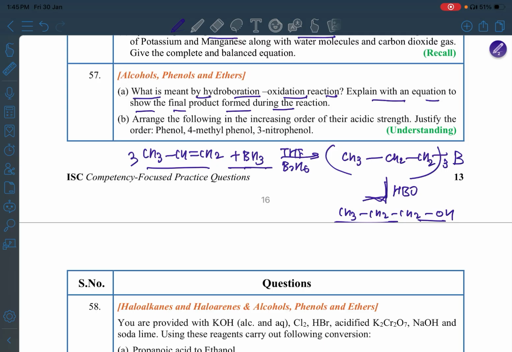Okay. Now question number 7. Arrange the following in increasing order of their acidic strength. So we have phenol. Then we have 4-methylphenol, where the 4-methyl is CH3, and we have 3-nitrophenol.